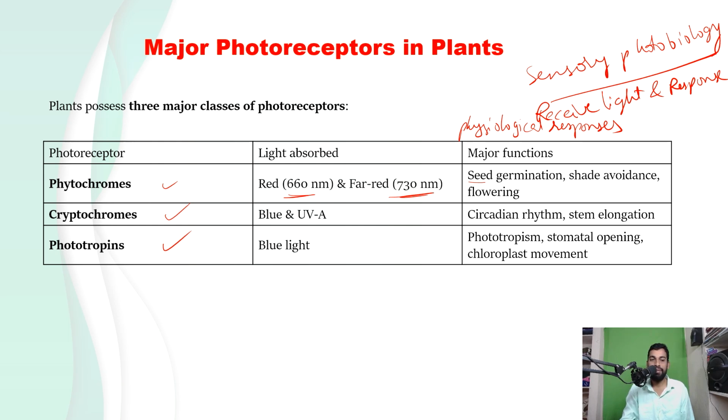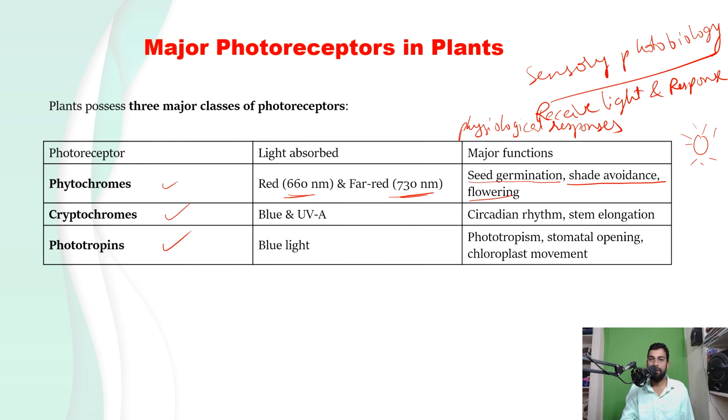The major functions of phytochromes are seed germination and shade avoidance. That means escaping from the shade. How do plants escape from the shade? They have to move towards the sunlight. Also, these are helpful in flowering. These are important functions. Please remember all of these.